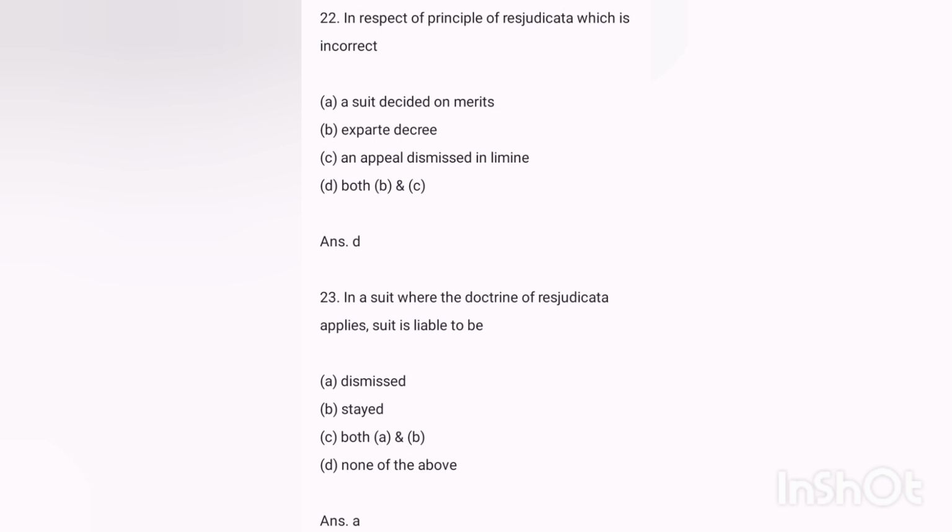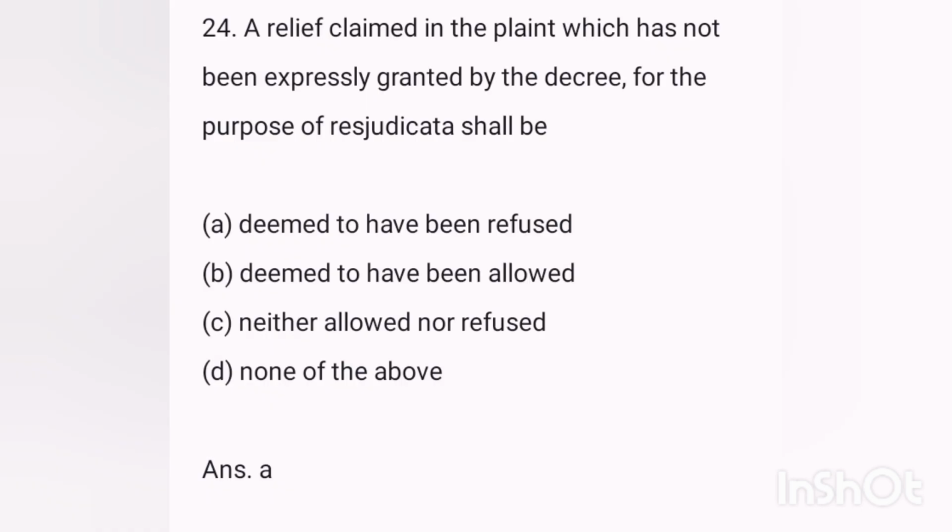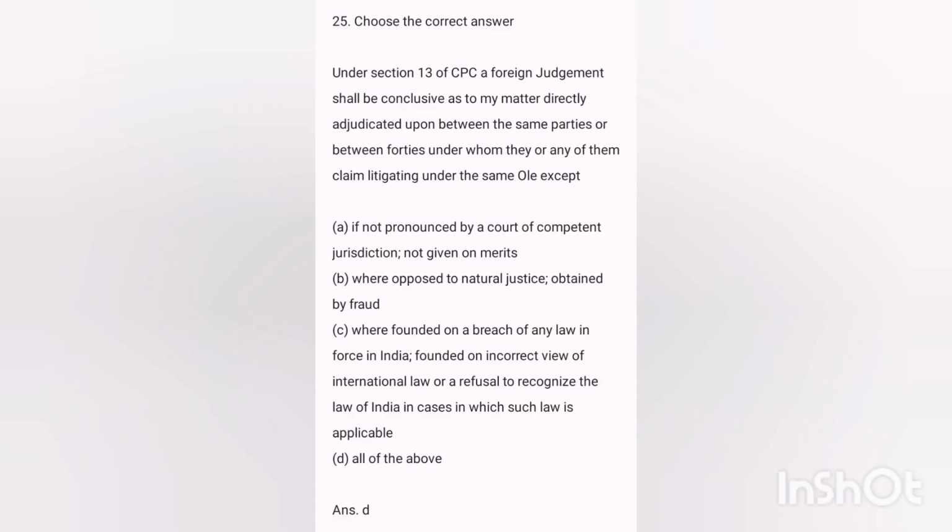Next, in a suit wherein the doctrine of res judicata applies, the suit is liable to be dismissed. Answer: A. Next, a relief claimed in the plaint which has not been expressly granted by the decree, for the purpose of res judicata, shall be, answer: deemed to have been refused. Next, choose the correct answer.